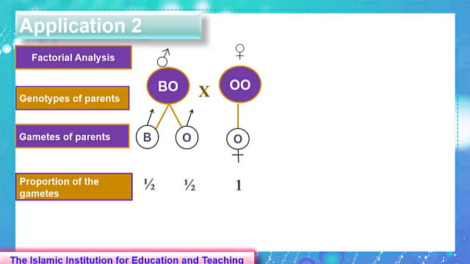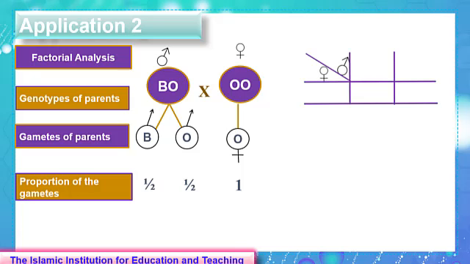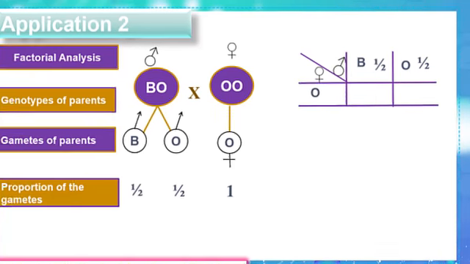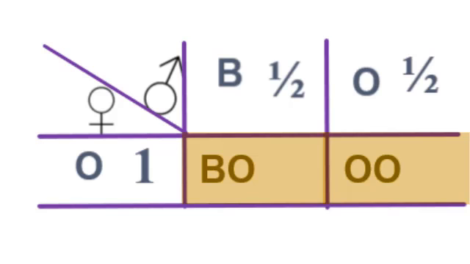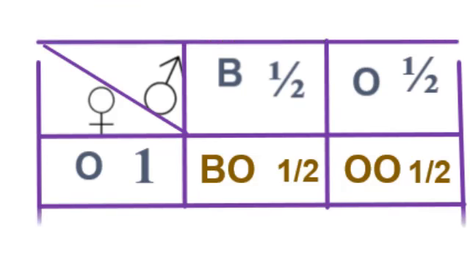Now we draw the Punnett square and we move all this data to it: the symbols of male and female, the male gametes and the female gametes with their corresponding proportions. When fertilizing male and female gametes, we may get BO and OO. Each one of them constitutes half.